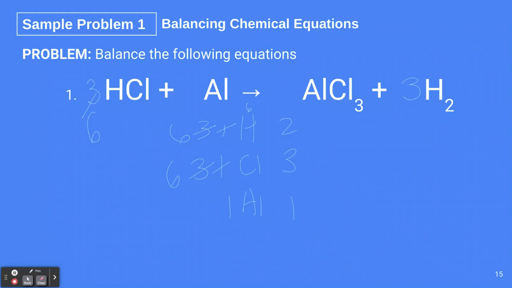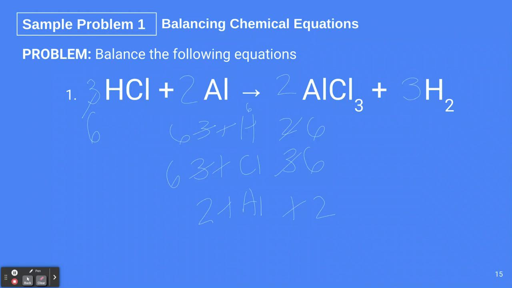On my product side, I now have 6 hydrogens. But let's take a look. What's not balanced? My chlorides are out of balance now, and that's okay. So to get me from 3 to 6 on my product side, I need a 2 there. By putting a 2 there, yeah, I get my 6 chlorides, but now I also unbalance my aluminums, and that's fine. What I need to notice now is that I need a 2 here in front of aluminum, and then we're all good. So if you take a look, I've got 6 hydrogens, 6 chlorides, and 2 aluminums.